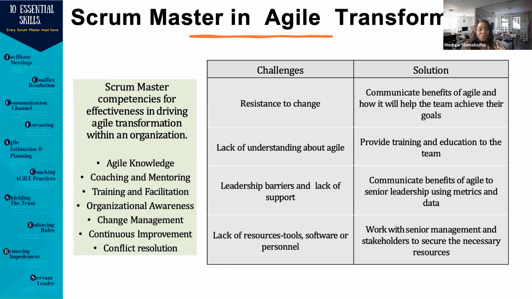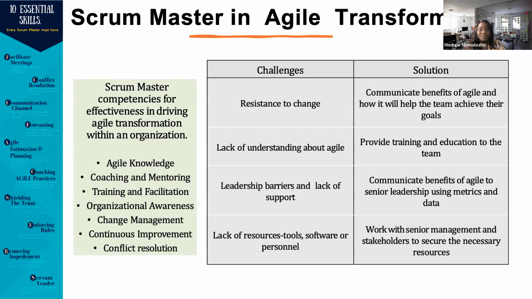I believe if we use Agile and if we use Scrum or Kanban, we can deliver faster. We can get things into the hands of our customer quickly and get feedback to see where we can course correct. So you need to be able to communicate the benefits of Agile and how it will help the team achieve their goals, because there will be resistance to change.